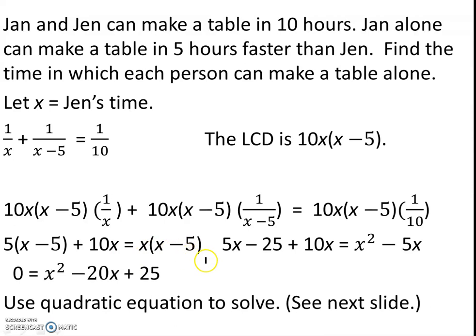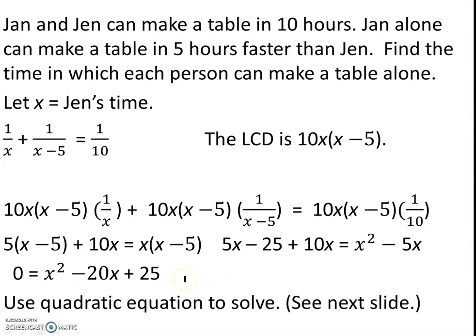Continuing to simplify, we take that 5 times x minus 5, and we find that that's 5x minus 25. We still have our plus 10. On the right side of the equation, x times x minus 5 ends up being x squared minus 5x. Taking all the stuff on the left side of the equation to the right side, we find that x squared minus 20x plus 25 equals 0.